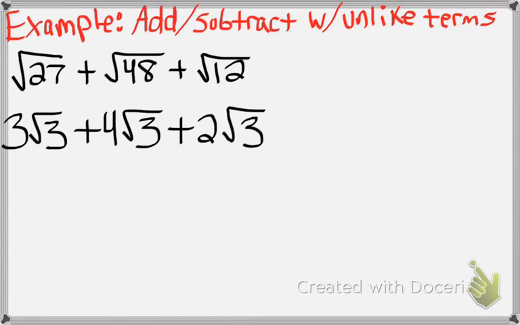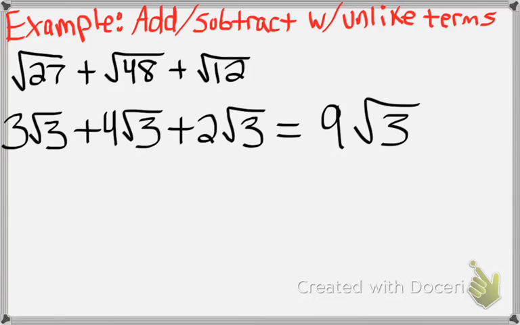Okay, you have everything ready, and you'll notice, look at this, everything is a like term. So you can go ahead and add all of these together. Add your coefficients. 3 plus 4 is 7, 7 plus 2 is 9, and 9 times square root of 3. 3 was your like term. That is the fully simplified answer to this question. And you're good to go, you're done.